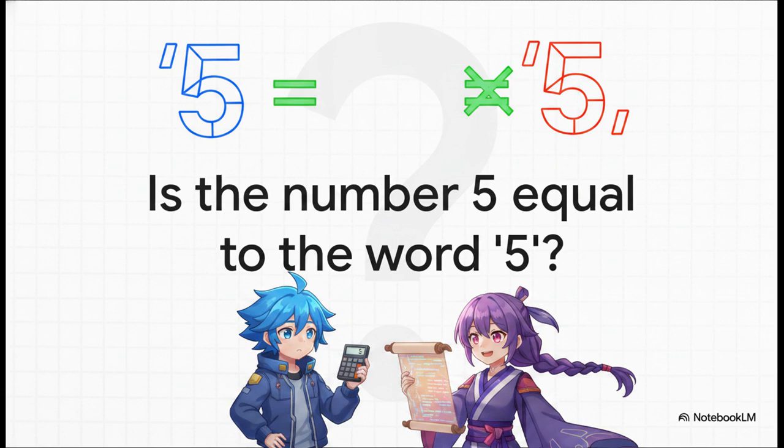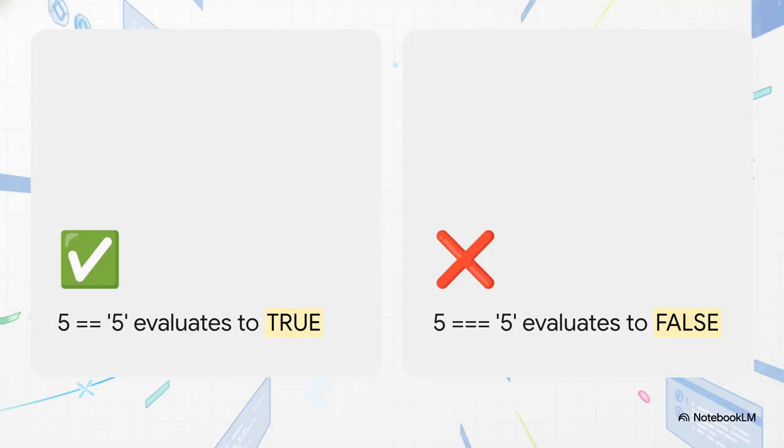But in the wild, wonderfully flexible world of JavaScript, the answer isn't actually that obvious. In fact, depending on exactly how you ask JavaScript this question, it might literally tell you that yes, a number and a word are exactly the same thing. Crazy, right? Check this out. When we put two equal signs side by side, JavaScript looks at the number 5 and the string 5 and evaluates this as true. It genuinely thinks they are the exact same entity.